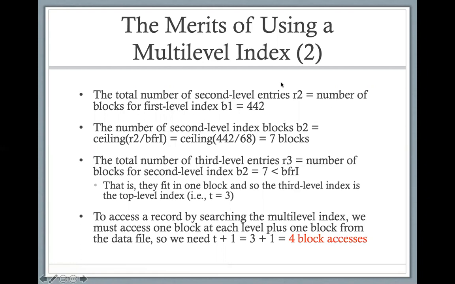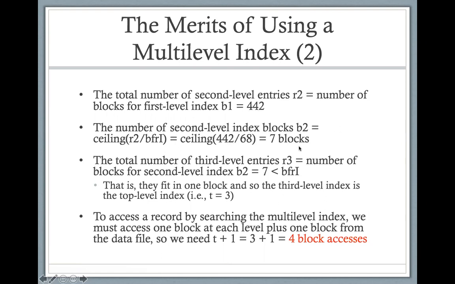A primary index means there is an entry per block. So how many entries in the second level index? It's equal to the number of blocks of the first level index, which is 442. So I have 442 entries. How many blocks would I need for 442 entries? I know the blocking factor, I've already calculated it. It's 68. If I do the ceiling of 442 by 68, I get 7 blocks.